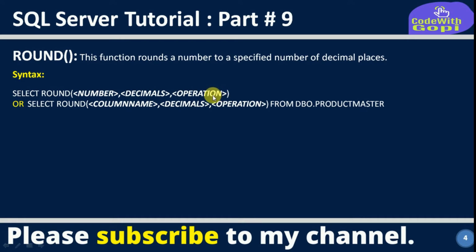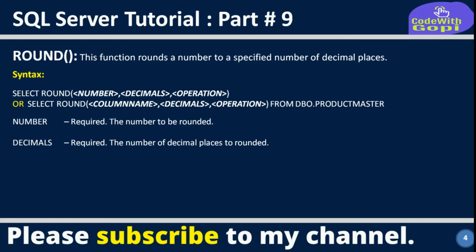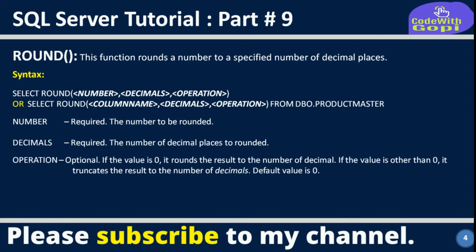I will explain the operation later. If you are using it with a table column, we have to use this query. Select round, we have to provide the table column name and how many decimals we want to round off to. So the decimals we have to provide here. This operation is an optional parameter and we have to provide the table name here. This number is a mandatory field. Then decimals is also a mandatory field. So to round off that number to how many places we want, we have to provide it here. Next, operation is an optional parameter.